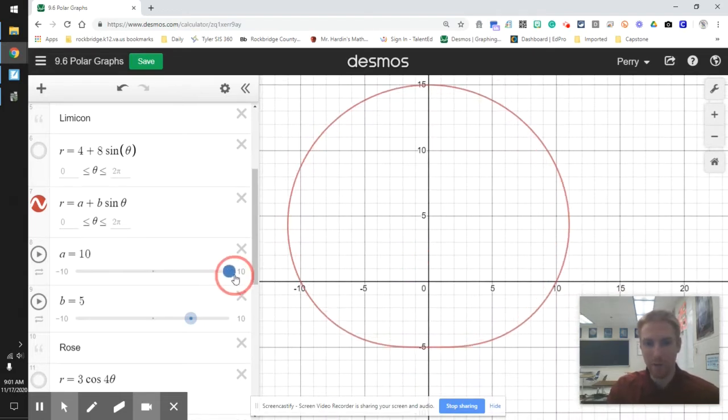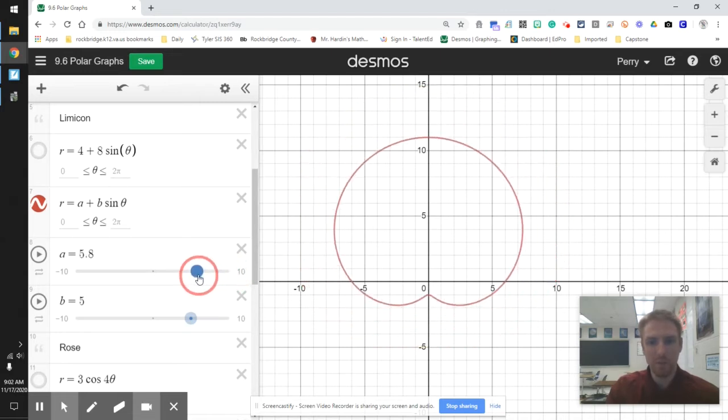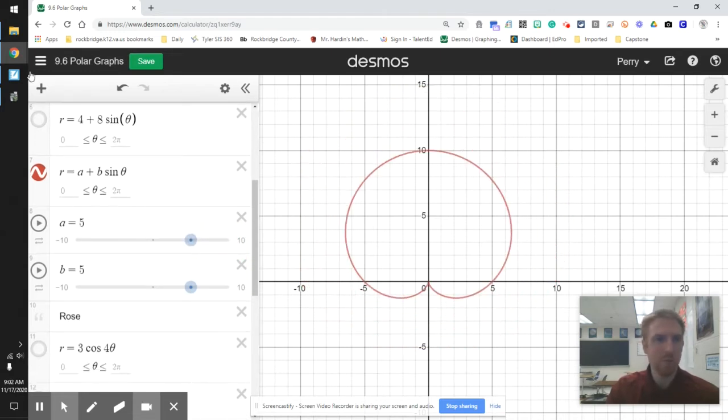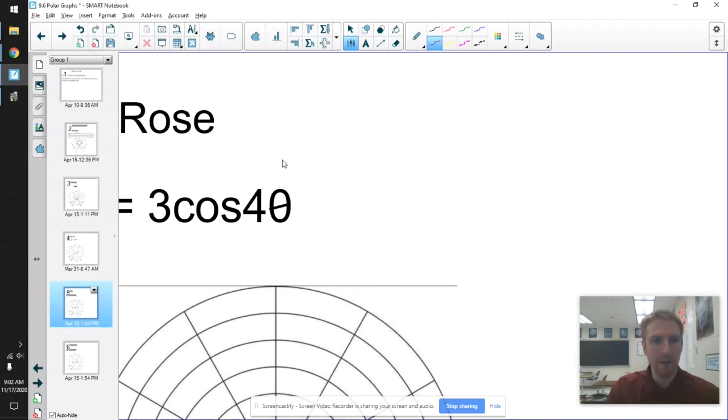It's never quite going to make a circle, but it's really close, like a flattened out circle down here, and maybe bulged a little bit on the top part. So there's a difference between those two. The next thing is a rose.